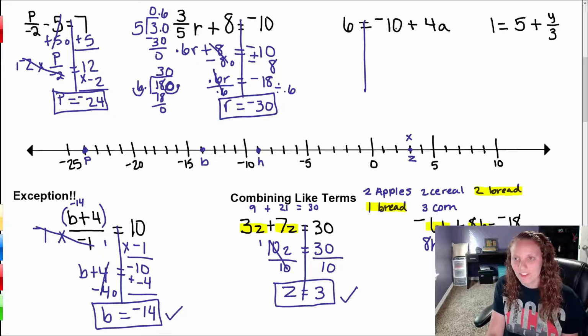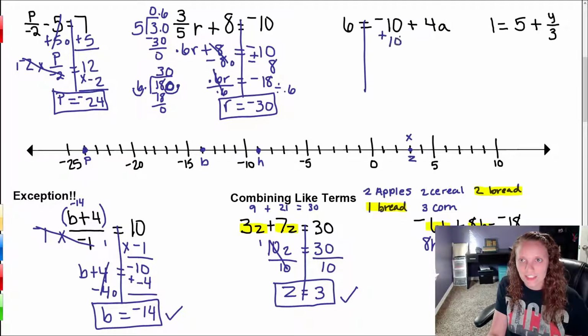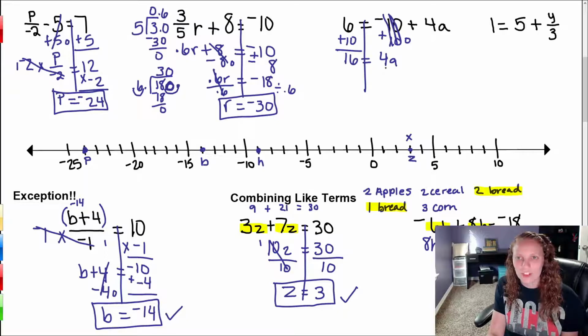I see a negative 10 here. We're going to have to get rid of that negative 10 first. We don't want to get rid of the 4 because this part right here is multiplication when it's right next to the letter. So we are going to do the opposite and add 10 to both sides. Negative plus a positive cancels out to 0. So that's gone. 6 plus 10 is 16. Equals, and I want to rewrite this 4a. Now remember 4a, when they're right next to each other, that means multiply. So the opposite is to divide by 4 on both sides.